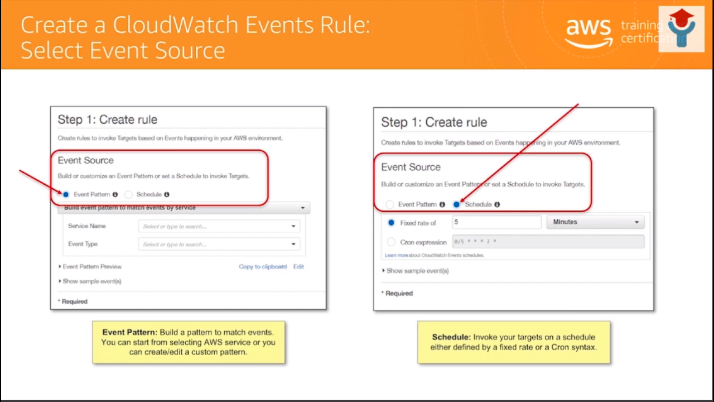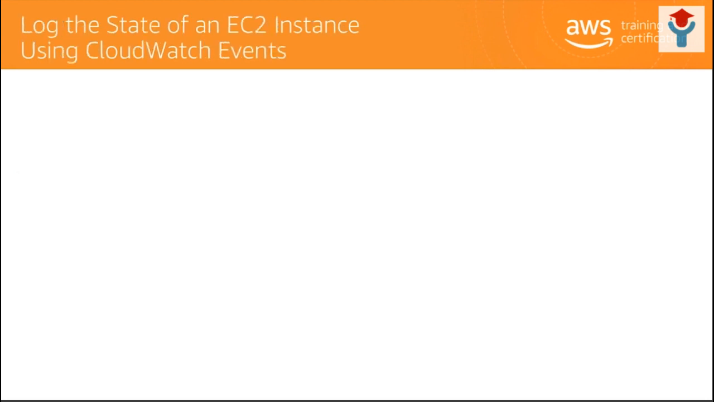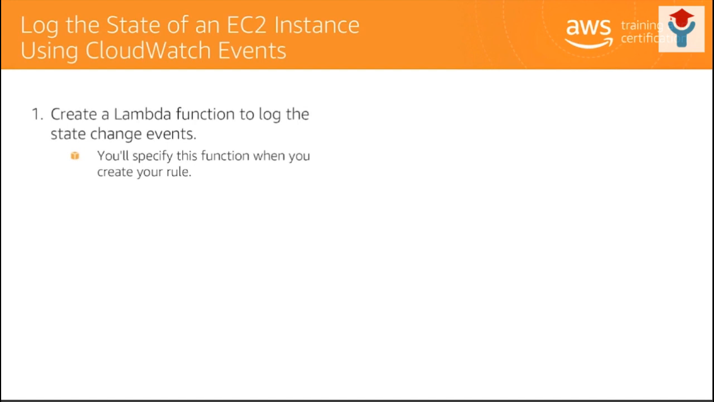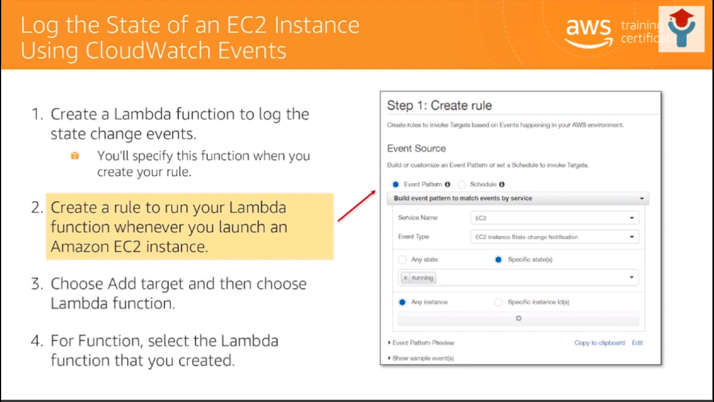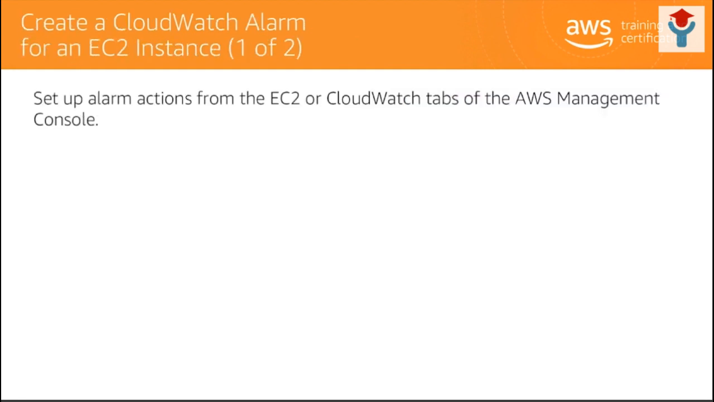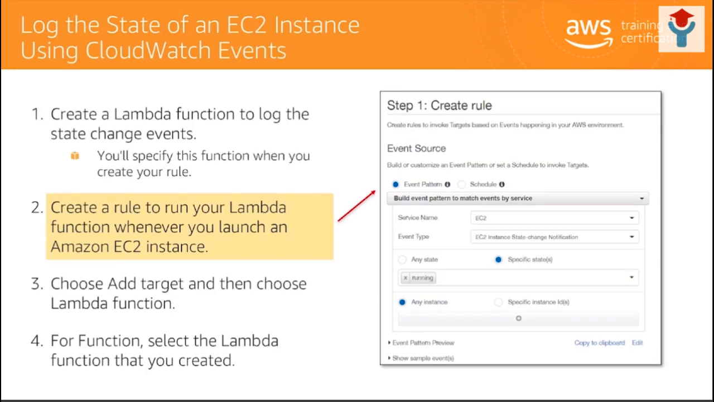It's basically the same syntax. You could also use the same syntax as a cron job, if you Linux admins out there are familiar with how to do that. Then we're going to log the state of an EC2 instance using CloudWatch events. So the next step is to create a Lambda function that's going to log the state change of events. So we create a rule to run the Lambda function whenever you launch an EC2 instance. We're going to add a target and then choose that particular function. And for the function, we're going to select the Lambda function that we created.